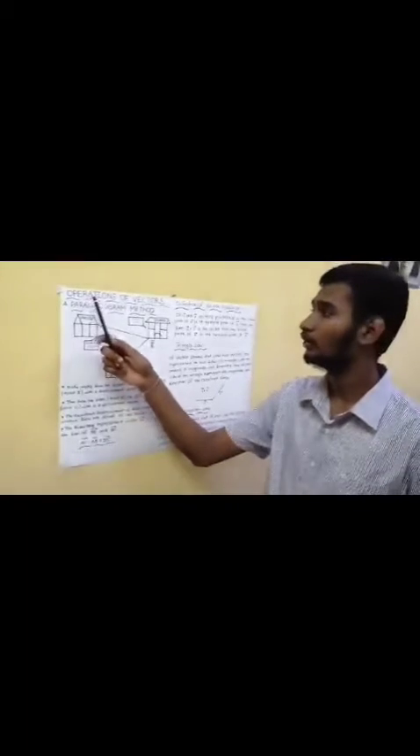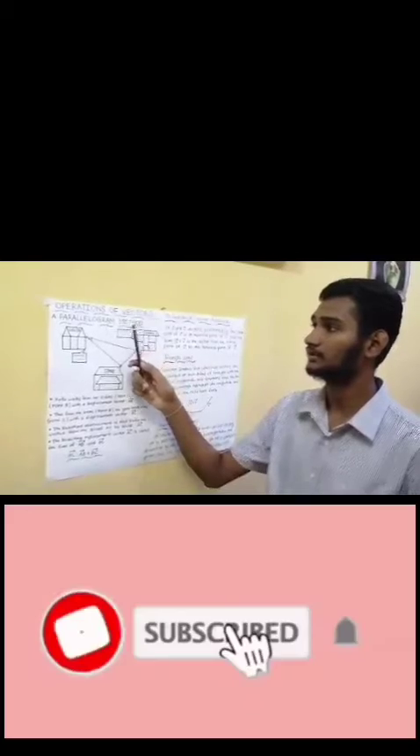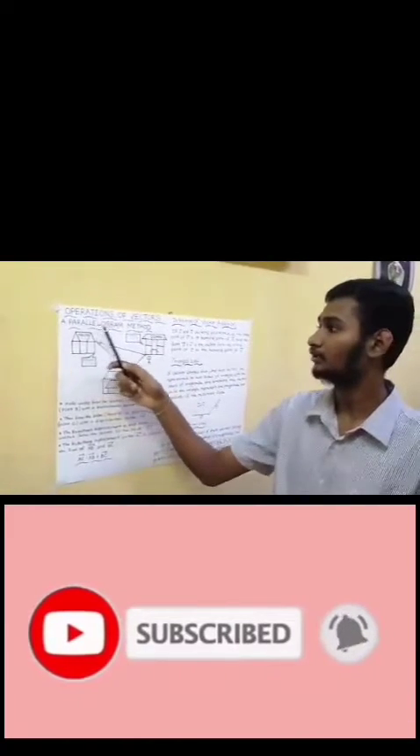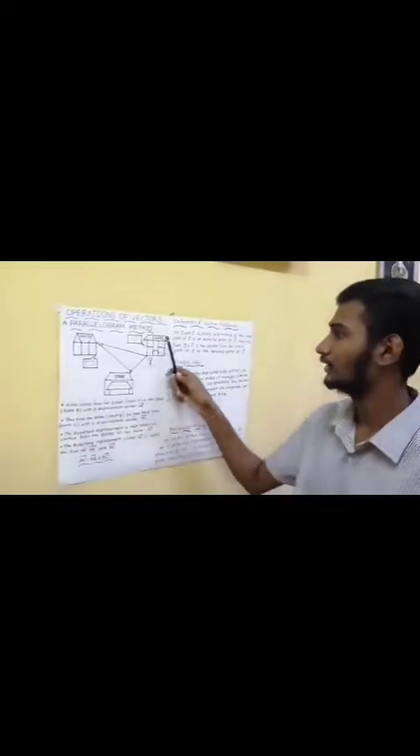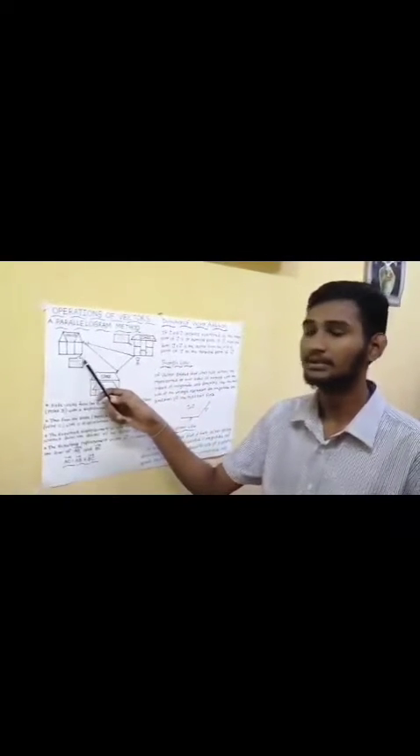Next, I will explain about operations of vectors. There are two types of vector methods. The first is the parallelogram method. This is a parallelogram method. The point A is the initial point and C is the terminal point.